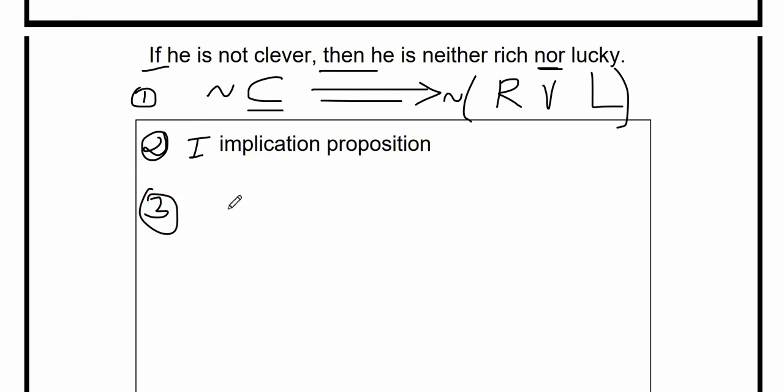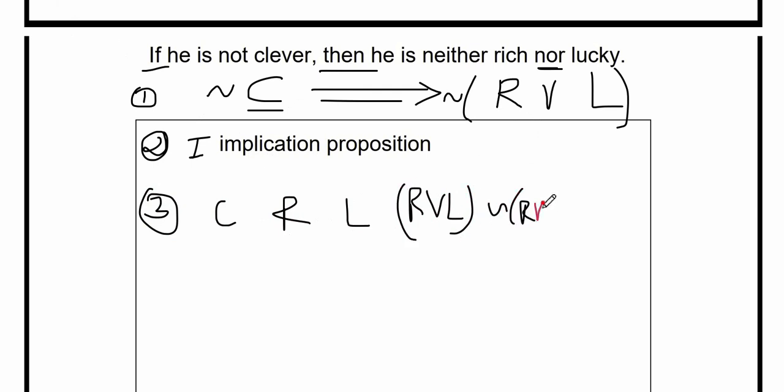For the truth table, we'll have to first do C, R and L. First that. Then we have to do R disjunction L. And then we have to negate R disjunction L. And then we have to negate the C. And then the whole entire proposition will come, which is not C implies not (R disjunction L), that is, not R, not L. Okay, so we have this many columns.